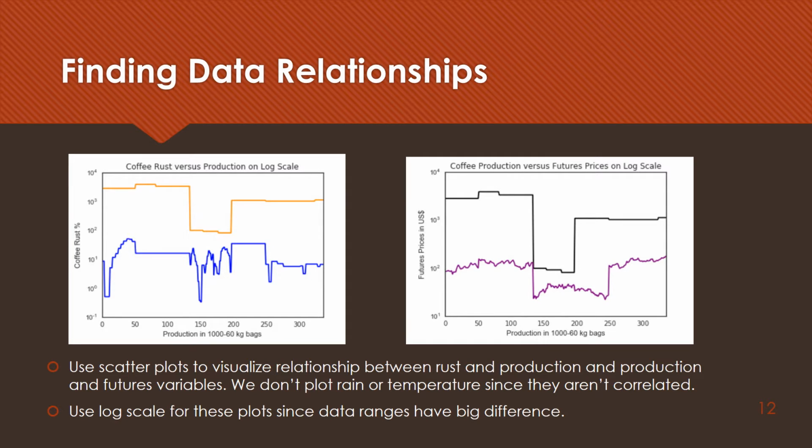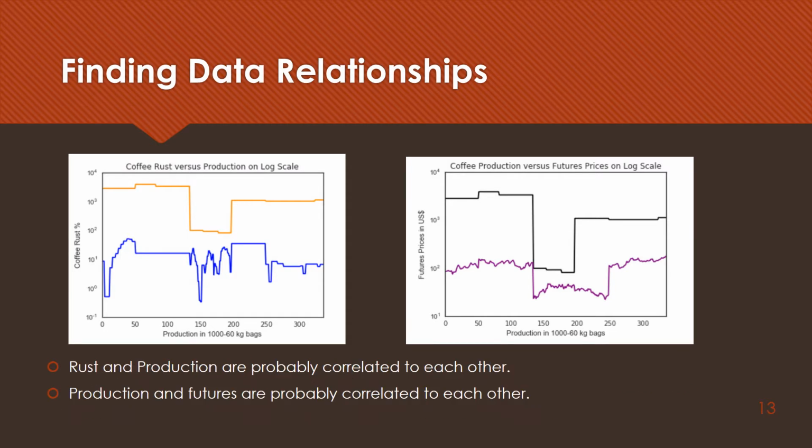Next, we wanted to look at the data relationships a little bit more closely by using scatter plots to visualize the relationship between rust and production and futures variables. We used a log scale, and in the first plot, we saw that rust and production are probably correlated to each other. In the second, we saw that production and futures are probably correlated to each other, but how much?